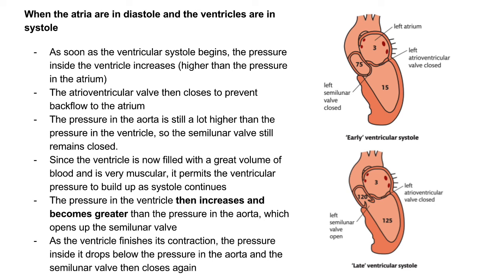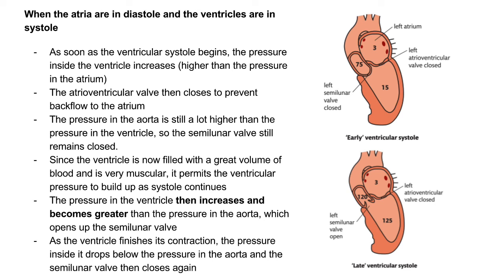So as you can see in the late ventricular systole diagram, the ventricle's pressure has increased from 15 to 125, which is now a lot greater than the pressure in the atrium and slightly higher than the pressure in the aorta. This allows the semilunar valve to open, which allows the ventricle to pump the blood into the aorta, and the aorta to pump it to the body.